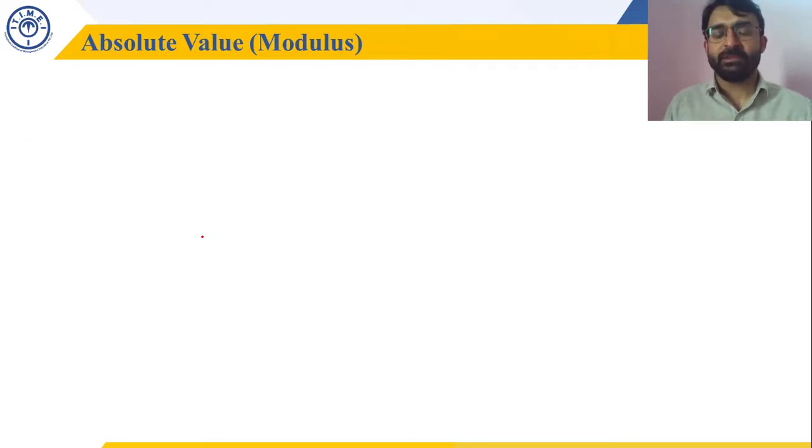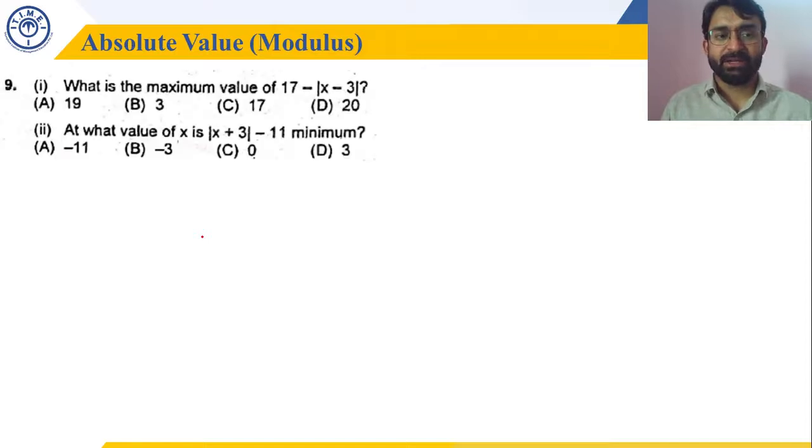We'll go for a couple of questions from the handout. First of all, question number 9 we can start with. What question number 9 is saying: what is the maximum value of 17 minus mod of x minus 3? Now magnitude of any number is always greater than or equal to 0. That means mod of x minus 3 cannot be negative.